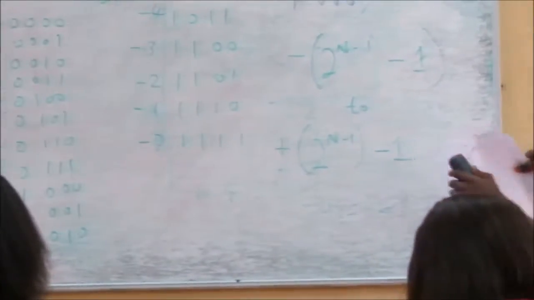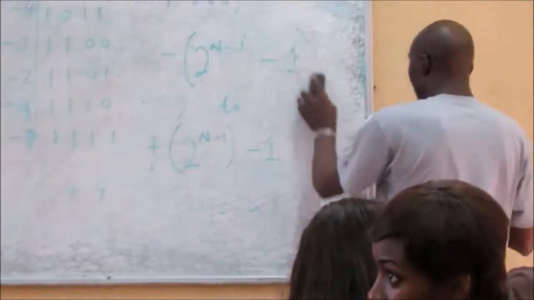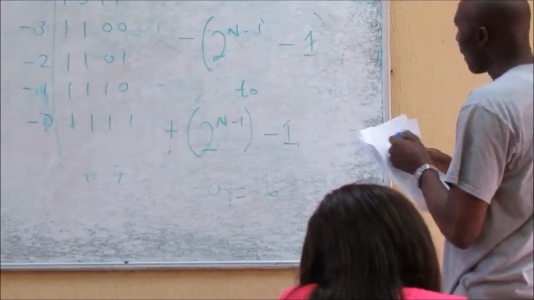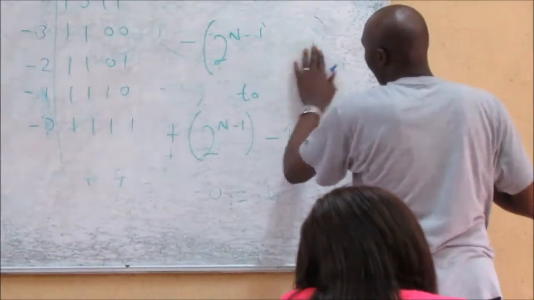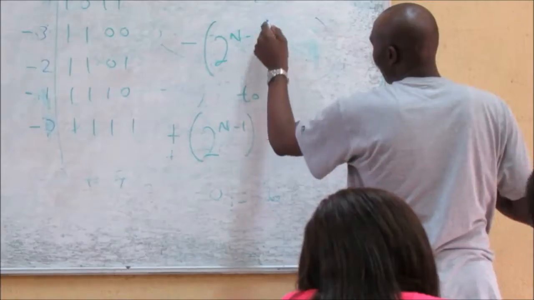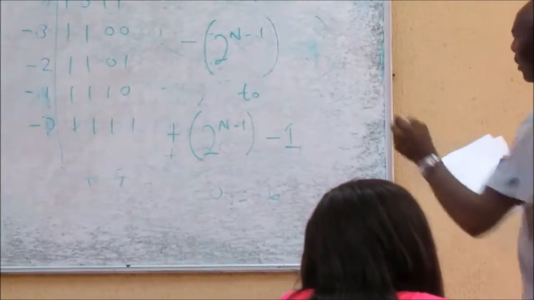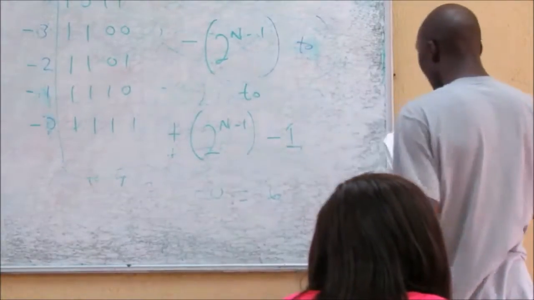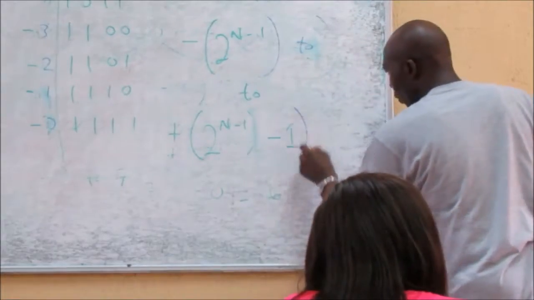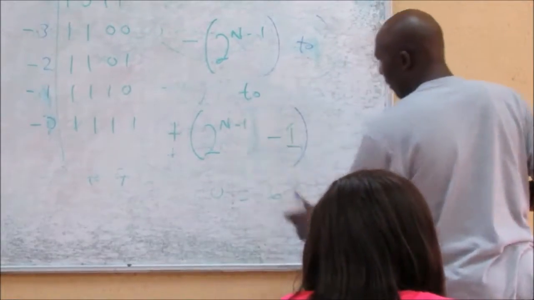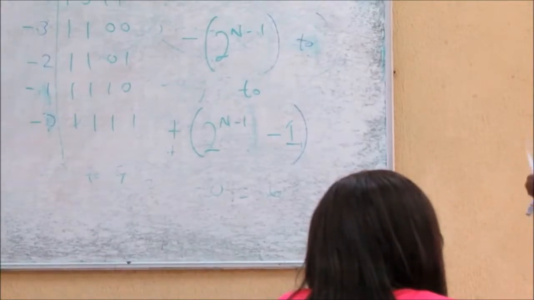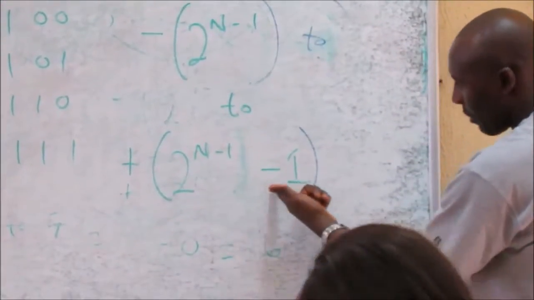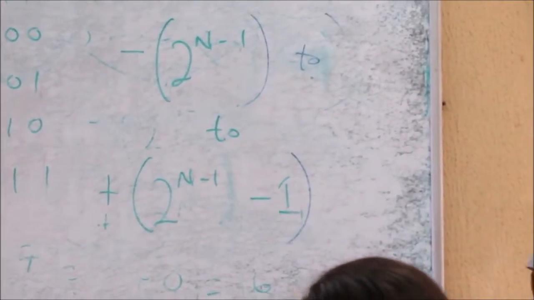So please take note of this for one's complement. For two's complement, it's simple. Two's complement is from minus 2 raised to the power n minus 1 to 2 raised to the power n minus 1 minus 1. Take note of them, please.